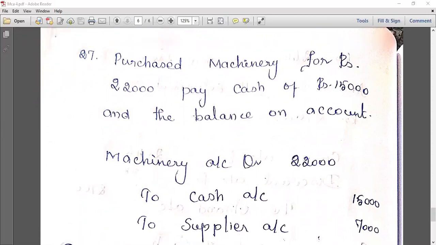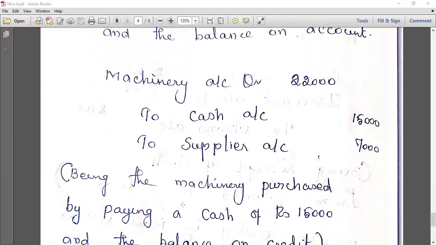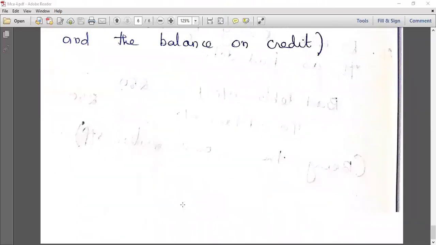In this case, the supplier name is not given, so we put only supplier account. Being the machinery purchased by paying cash rupees 15,000 and the balance on credit. It is a compound entry.